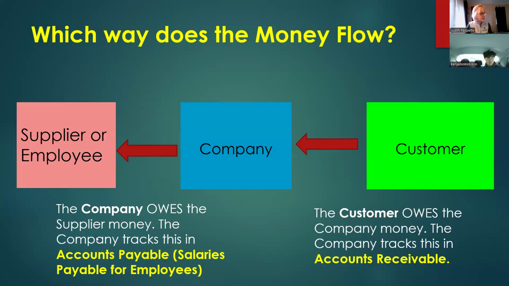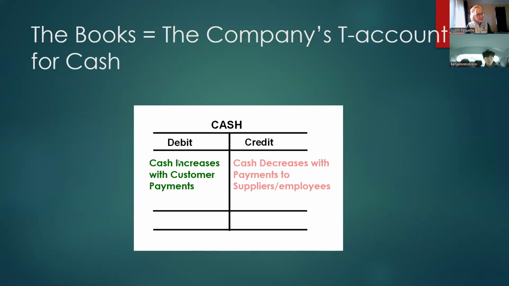So over here, when a company pays, accounts payable goes down and cash also goes down. So we debit accounts payable and credit cash. When a customer pays us, we debit cash, it goes up, and we credit accounts receivable, it goes down. So cash increases. This is the cash T account. Cash increases from customers, and cash decreases when the company pays vendors, suppliers, employees.